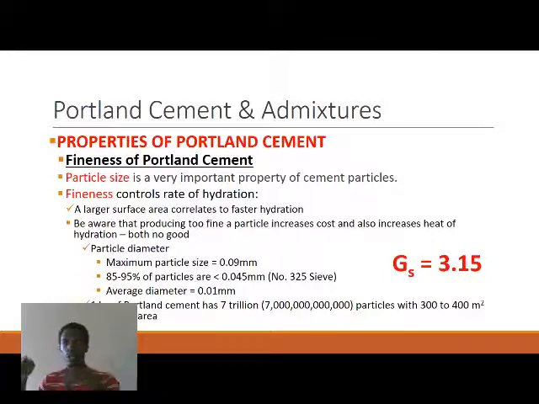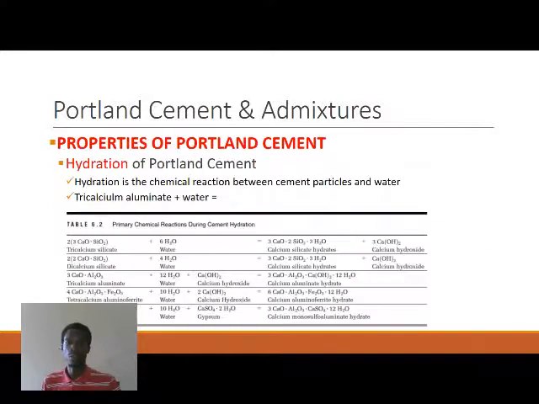Remember, I drew on the board a cube of sugar and granulated sugar. Which one will dissolve first? We know the granulated one will dissolve first because it has a wider surface area for interaction to occur. So a larger surface area will also cause faster hydration time in cement. So we're always concerned about how fine the cement is. Usually, the average diameter for cement is 0.01 millimeters, and I remember specific gravity is 3.15.